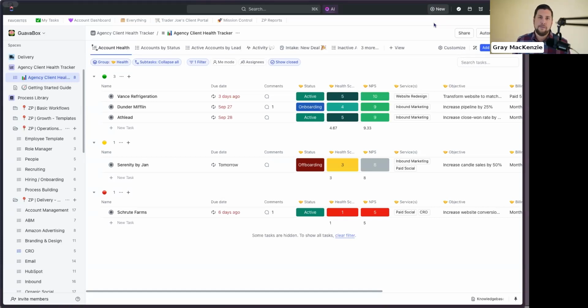So NPS, for anyone who's not familiar, is the classic scale 1 to 10. How likely are you to refer this business to a colleague or friend or whatever that might be? And so 9s and 10s are our promoters, 7s and 8s are passives, and then 6 and below are detractors. And we're measuring NPS by the percentage of people who are promoters minus the percentage of detractors.